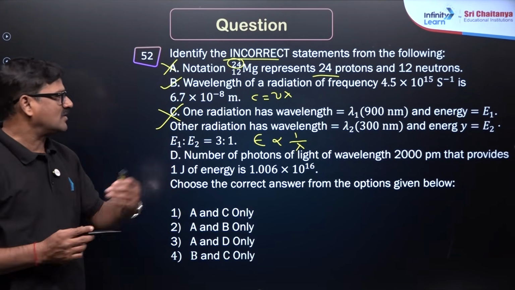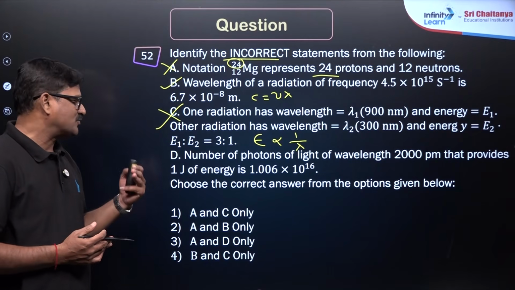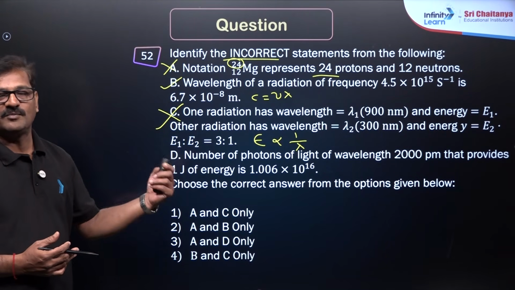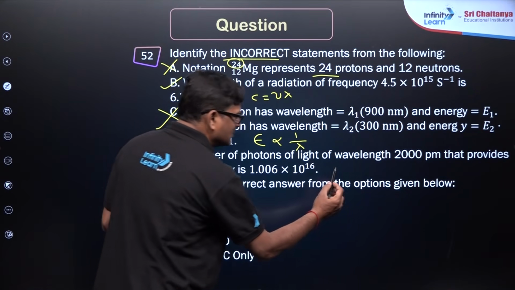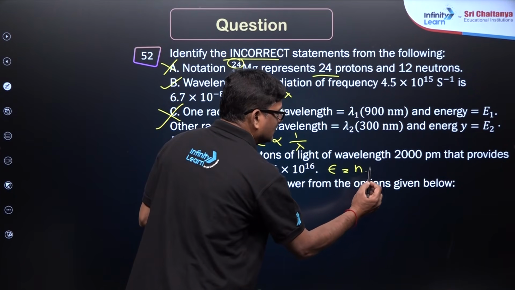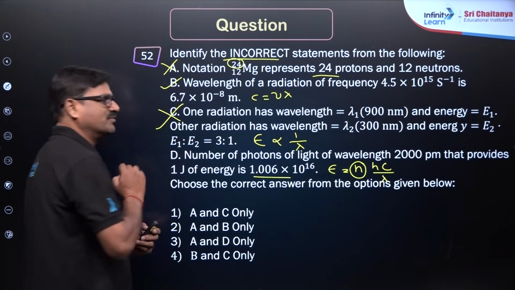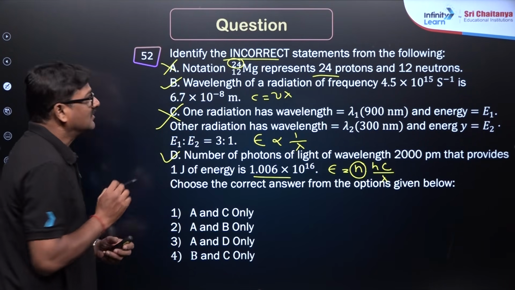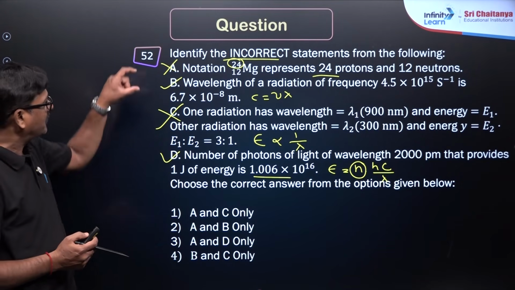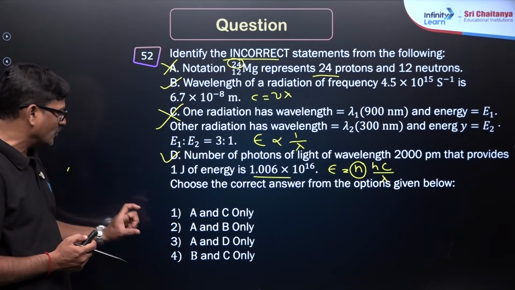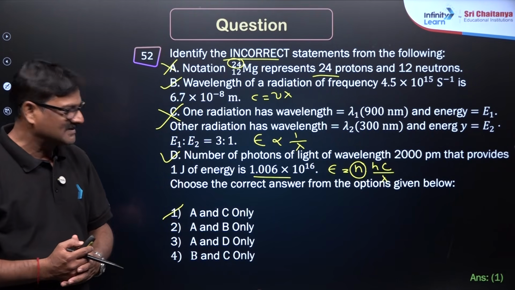The number of photons of light having wavelength 2000 picometers that provides 1 joule of energy is 1.0006 into 10 raised to 16. Energy is equal to nhc by lambda. If you put in the values, you get this N value, and this is correct. Now, it is asking to find out the incorrect statements. I found A and C only are incorrect. So the first option is the correct answer for this question.